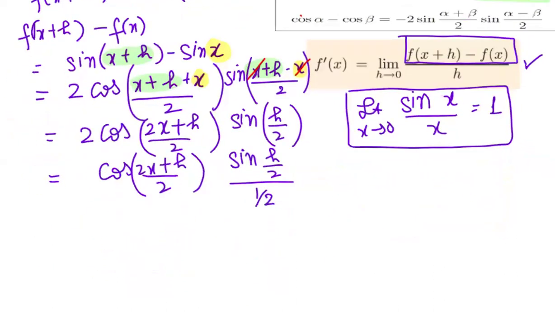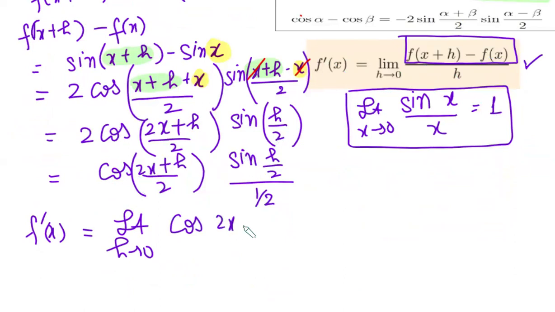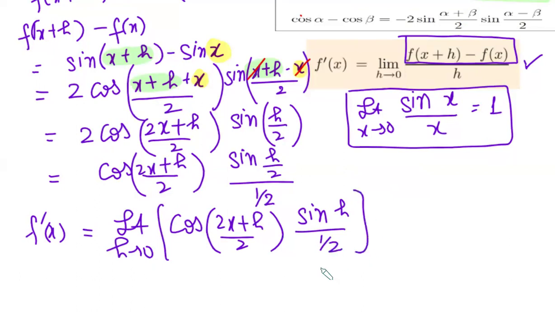So now I'm putting this whole value in the actual derivative function. f dash of x is equal to limit h approaches to 0 of f of x plus h minus f of x, and this value we have already found. It is cos of 2x plus h over 2 times sine h over 1 by 2, right? And then divided by h as well, this h.